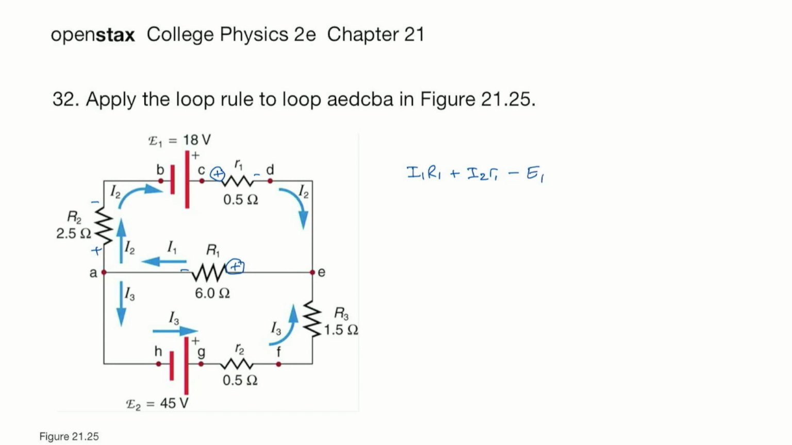I'll write E1. We continue towards A. The last sign we see is the plus. And so we will have plus I2 R2. We get back to A, and that is equal to 0.